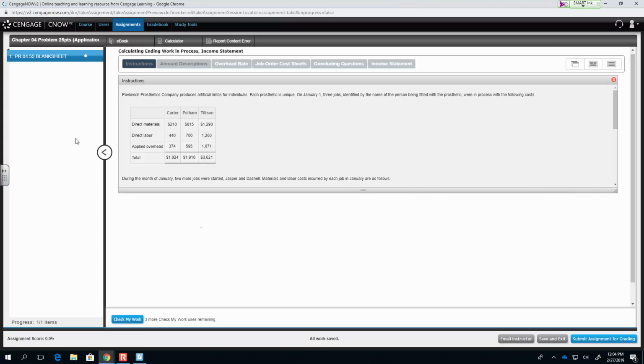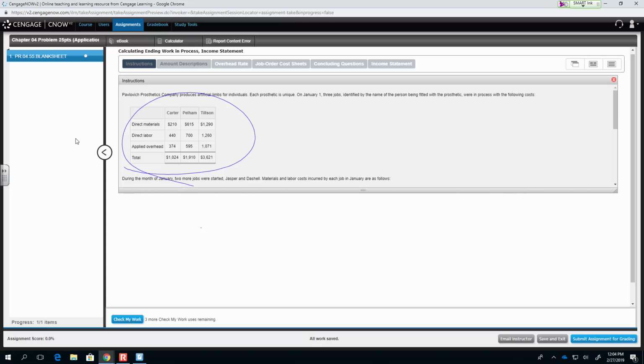In order to answer question 1, you have to use this data here because these are jobs that are already started. These were jobs started in the previous month. We got partway with Carter, Pillam, and Tilson at the end of the month. This is where they sat. We're starting a new month, and we're going to add more jobs to our job list. Yay, we got work. And we need to find out what is the overhead rate. What is the predetermined rate?